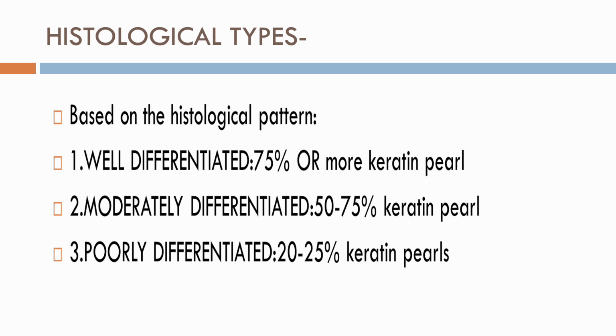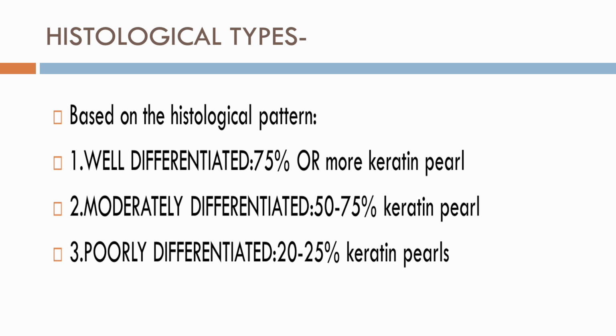Based upon the presence of keratin pearls and how many are present, the histological types of squamous cell carcinoma are of 3 types. A keratin pearl is actually a keratinized structure formed by abnormal squamous cells placed in concentric layers with increasing keratinization towards the central area. So coming to the histologic types, based on the histological pattern, 3 types are there.